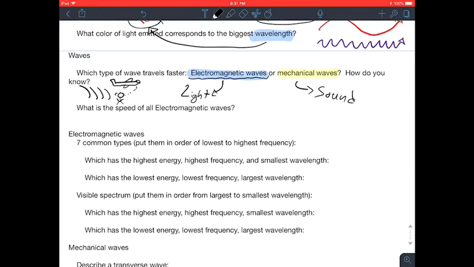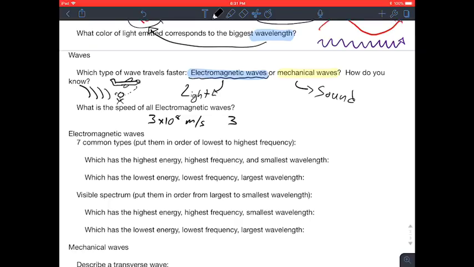And what is the speed of all light? Well, it is 3 times 10 to the 8th meters per second. I'd mentioned this in a couple classes. We haven't really looked at the number, but this is 3 times 10 to the 8th. That means it's a 3 with 8 zeros. It is fast, right? This is the universal speed limit for everything. Nothing can go faster than 300 million meters per second.